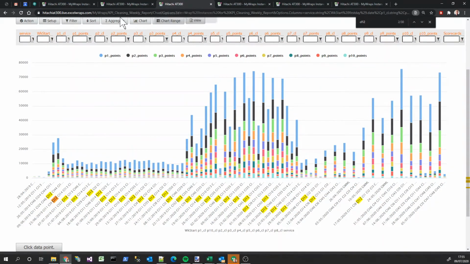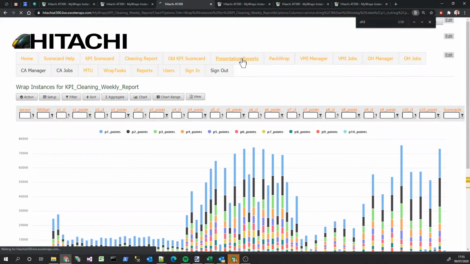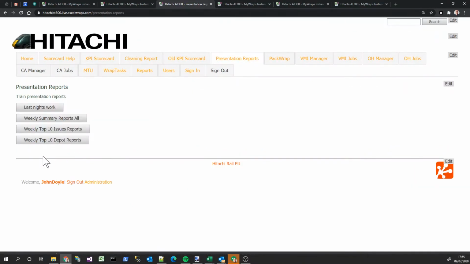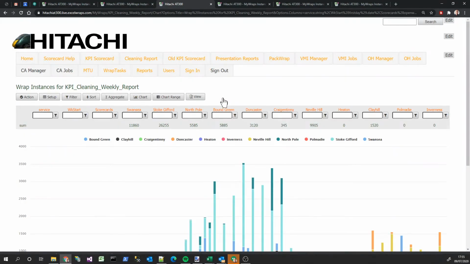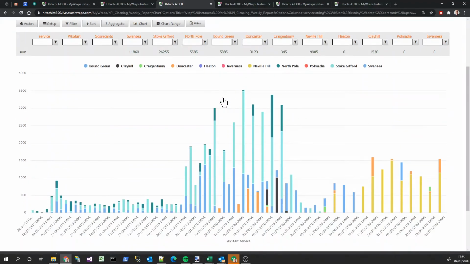What we can look at as well, if I go back to the presentation report, is a weekly report with a depot by depot breakdown. And again, we can look at this in a tabular view with all the filter controls and sorting controls, and we can also look at it in a chart view, which will show us how depots are performing against each other, and who's identifying more issues with the train. So I'm just going to scoot down there. So it's a very similar kind of presentation of data.